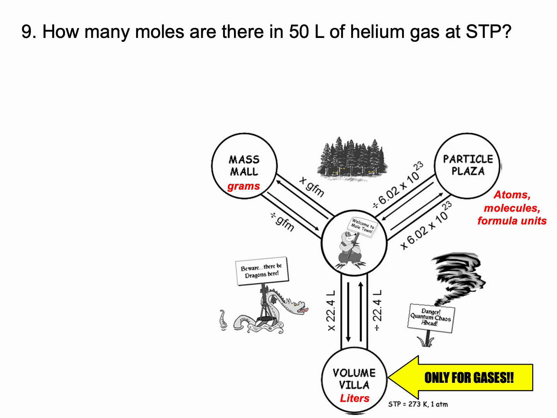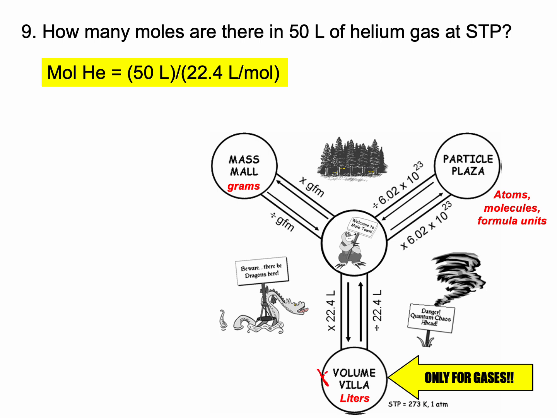And then we have how many moles are there in 50 liters of helium gas at STP. So we're starting out with 50 liters, so we're down here in volume villa, and we're trying to get out to moles, so we're going to divide, and we get 2.23 moles worth of helium gas.